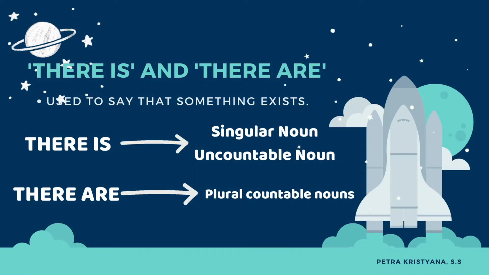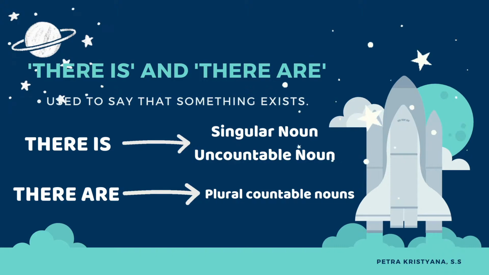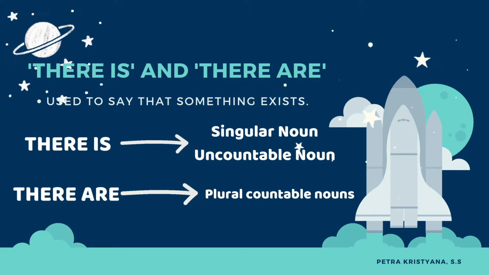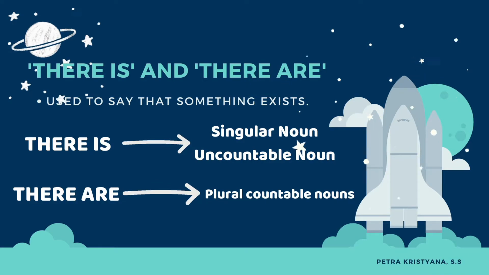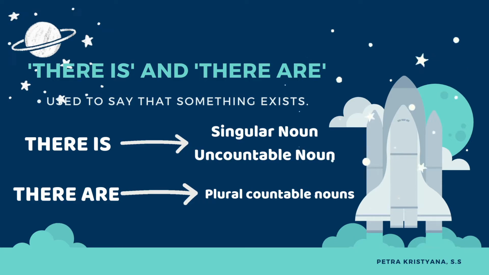Okay, so the first one, we will learn about the use of there is and there are, and it is used to say that something exists or the availability of something. Okay, so the use of there is followed by a singular noun or uncountable noun. Okay, and then the use of there are, it is used when the noun is plural or countable.